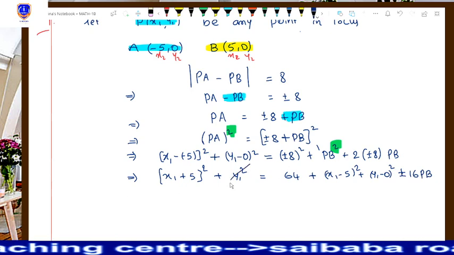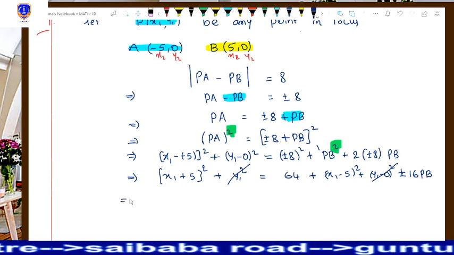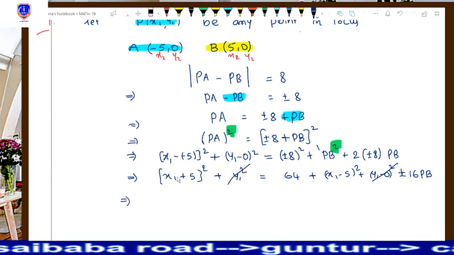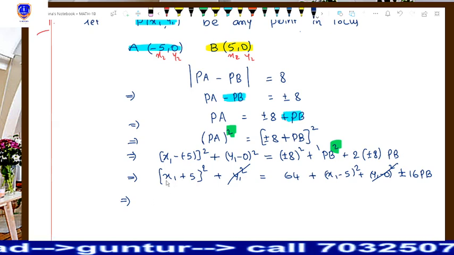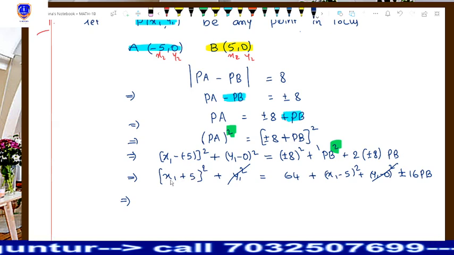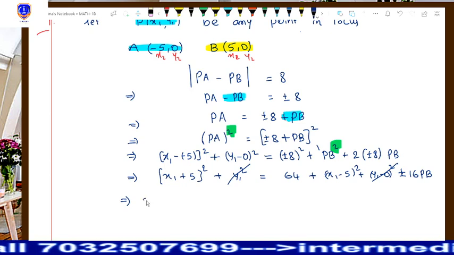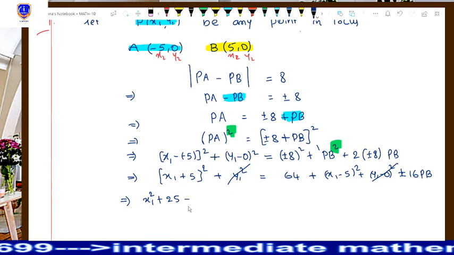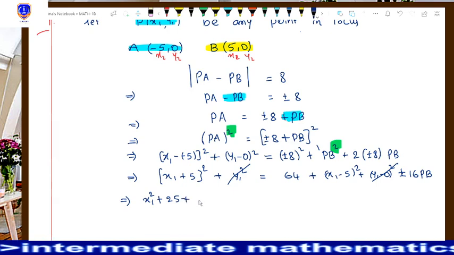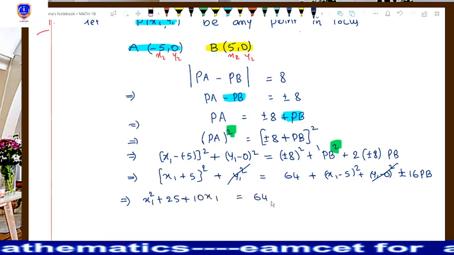Take a look at both sides, y1 square cancels. Now expand this one like a plus b whole square. Use the formula to expand this: x1 plus 5 whole square. x1 square plus 5 square is 25 plus 2ab, that means 2 into 5 into x1, 10x1, which is equal to 64.